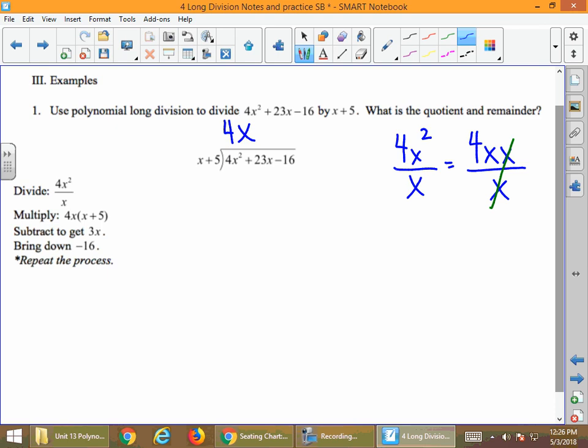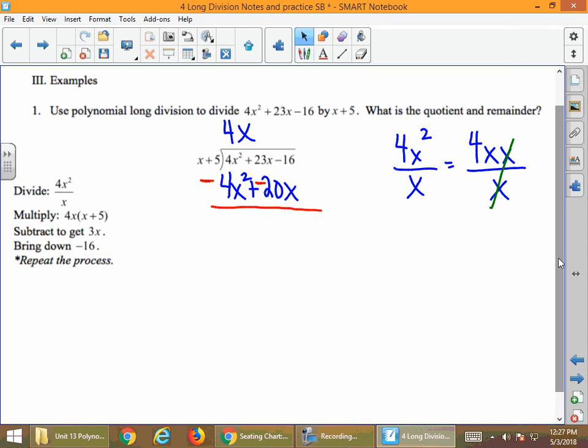Next step says multiply 4x by the entire value, by the entire divisor, the x plus 5. So it's going to be 4x times x is 4x squared, and 4x times 5 is 20x. It was positive 4x times positive 5, which gives us a positive 20x. And our next step says subtract to get 3x. Well, instead of subtract, what I frequently say is change both signs. So we're going to change a sign here. We're going to change a sign there. And now we can actually do the subtraction.